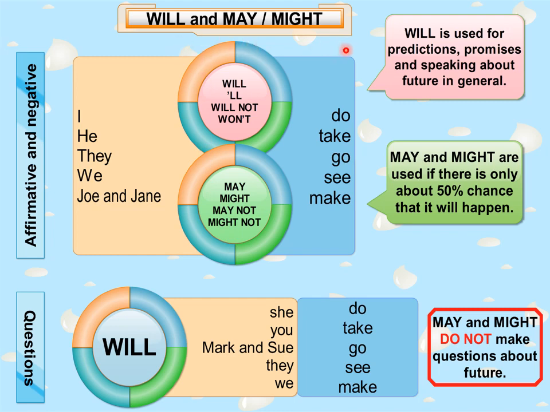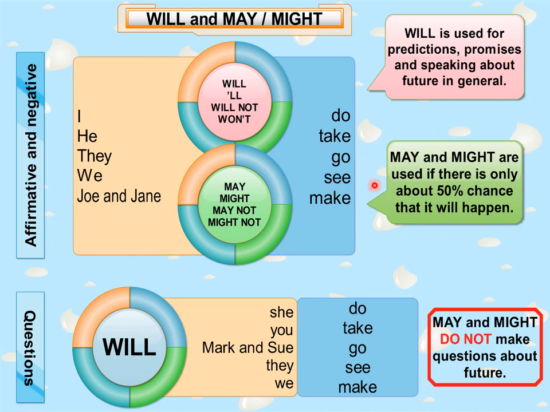Will versus may and might. Will is used for predictions, promises, and speaking about the future in general. Whereas may and might are used if there is only a 50% chance that it will happen. May and might have the same meaning.